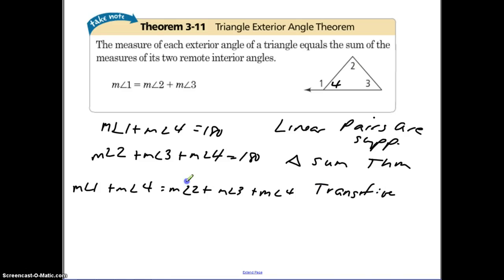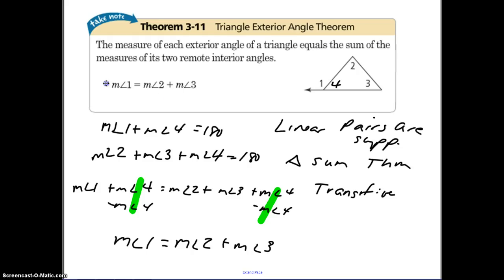Transitive? Okay. Now, look, I've got an angle 4 on both sides, so I'm just going to subtract the measure of angle 4 from both sides. I'm going to get rid of it, okay? So what's that leave me with? It leaves me with the measure of angle 1 equals, because these guys are now canceled, those guys are now canceled, the measure of angle 2 plus the measure of angle 3, which is exactly what my triangle exterior angle theorem says. So the exterior angle, angle 1, equals the sum of my two remote interiors.